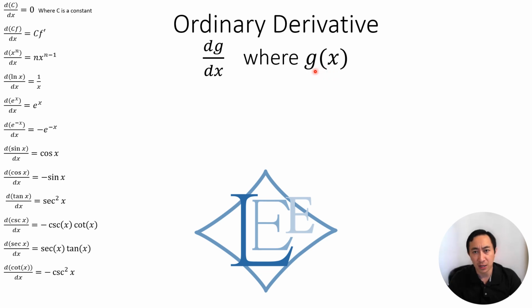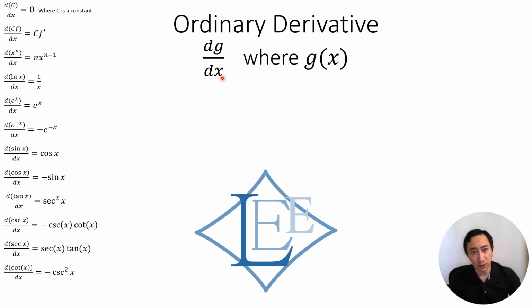So like g of x, f of x, right? So a variable of x. And so we call these types of derivatives ordinary derivatives. And so the notation we use is a little d g or df divided by dx, right? So this is a traditional method that we've been using in this series.